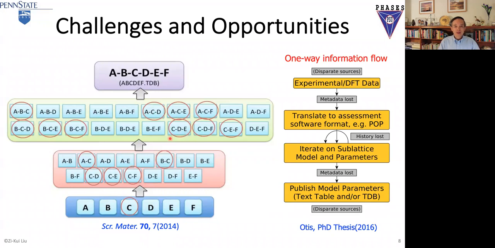This is reflected by this chart, which was in Richard Otis' PhD thesis. It indicates that it's a one-way information flow. We collect the data from experiments and DFT, and we translate them into the software format. During this transition, we lose a lot of data, information, and metadata. Then we do the modeling, which is an iterative process, and we get the parameters. When we get the parameters, with all the history and metadata lost, we have a database. So you can see a lot of information is lost during the process, making it extremely difficult to remodel the system.